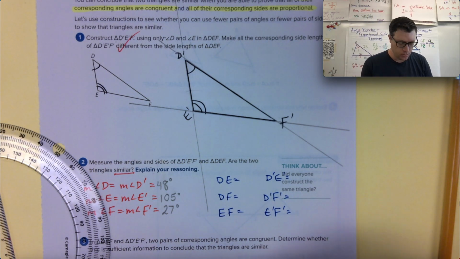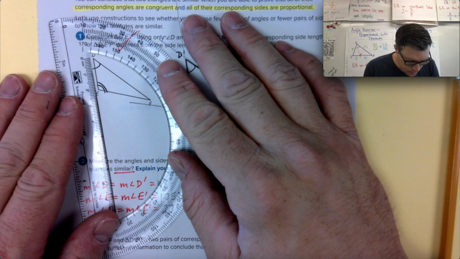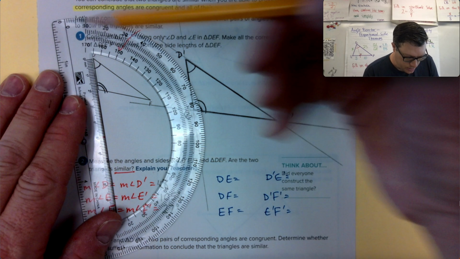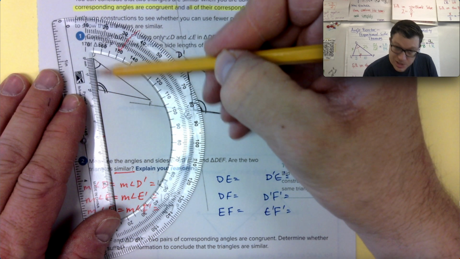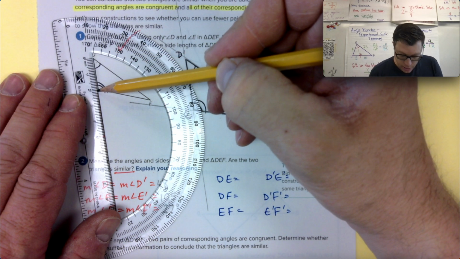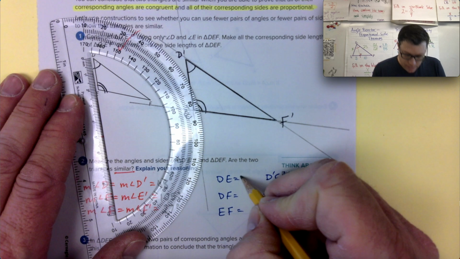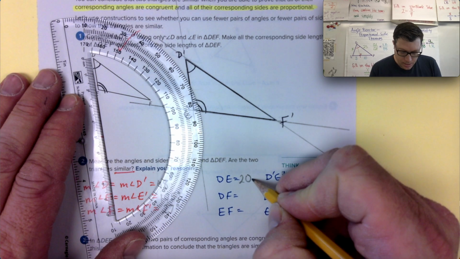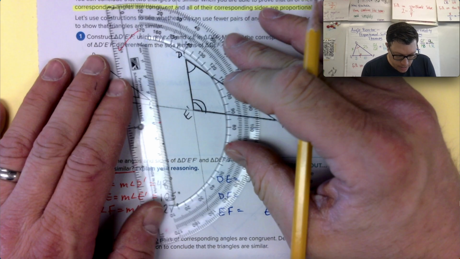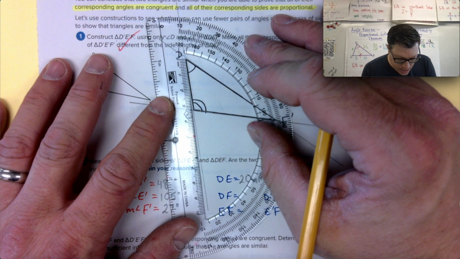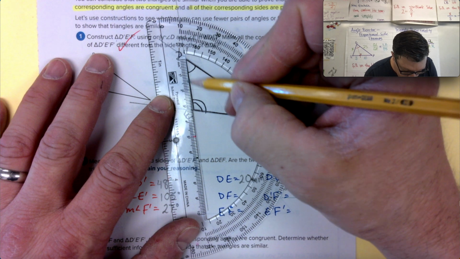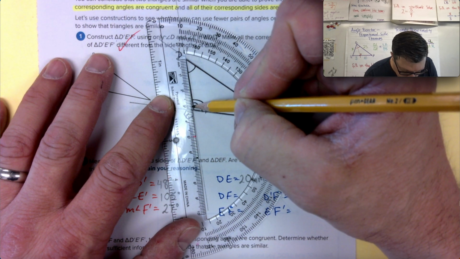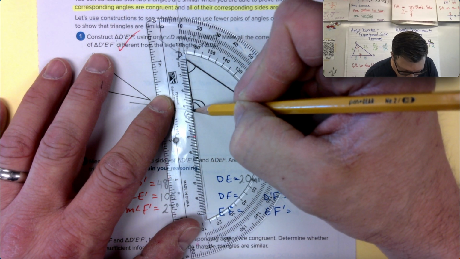Okay, DE. From 0, this is 2 centimeters, or in other words, 20 millimeters. Then I'm going to come over to my shape, and I'm going to measure from D to D prime to E prime, and I get 10, 20, 30, 31, 32, 33. I get 33 millimeters.